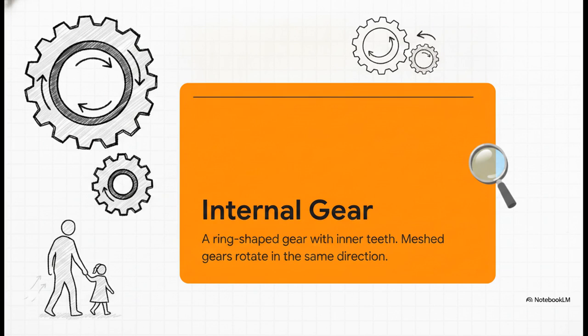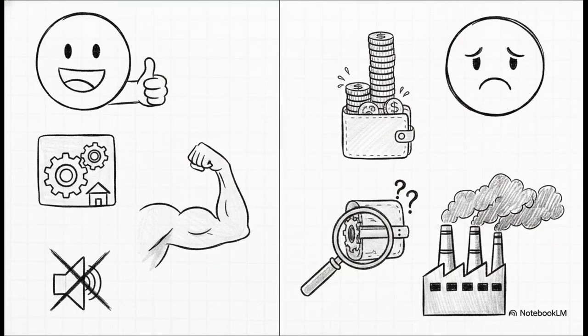Think of it kind of like a parent guiding a child by the hand, walking side by side. The pinion pushes against the inside of the ring, forcing both gears to rotate in the exact same direction. And that same direction rotation, that is the defining hallmark of the internal gear. So what's the trade-off here?